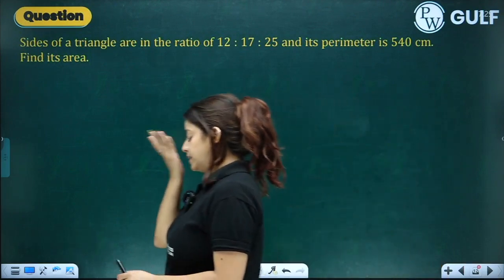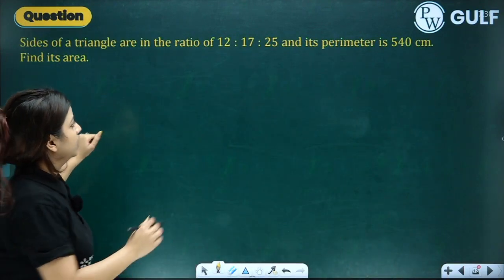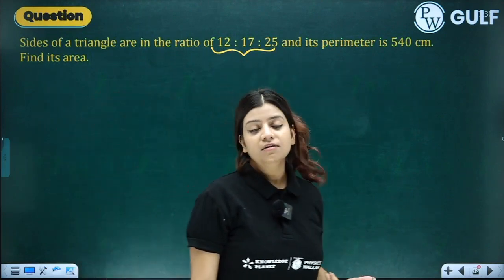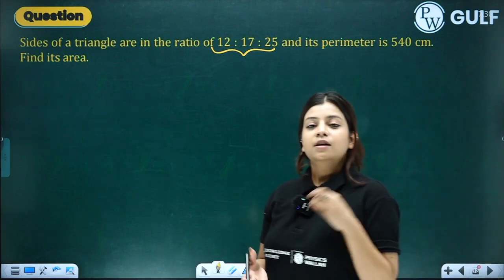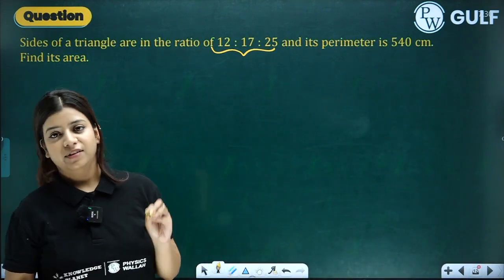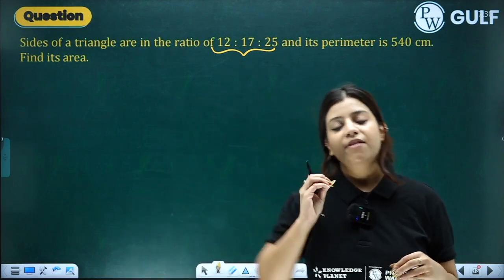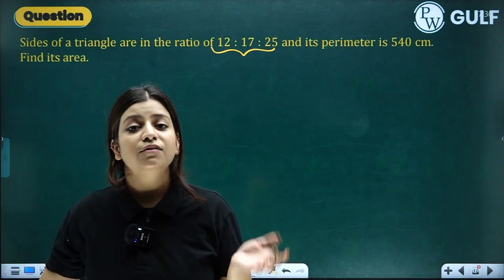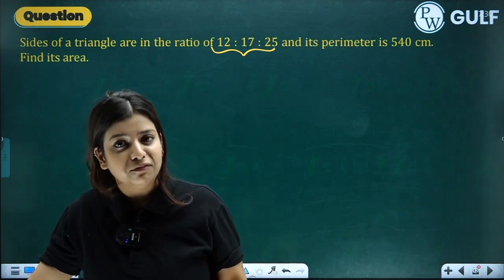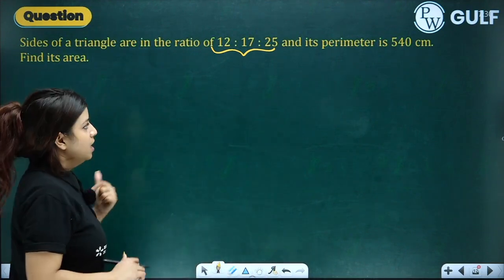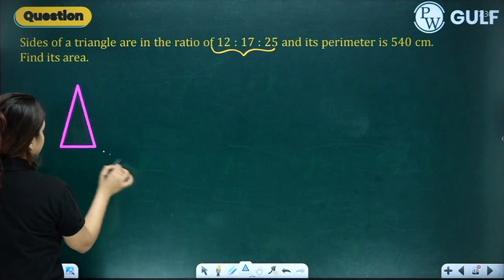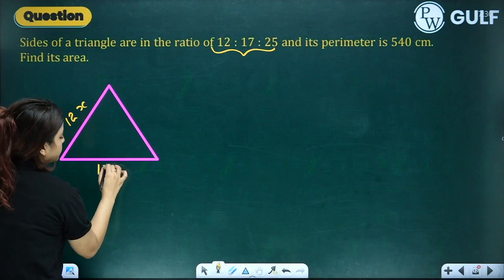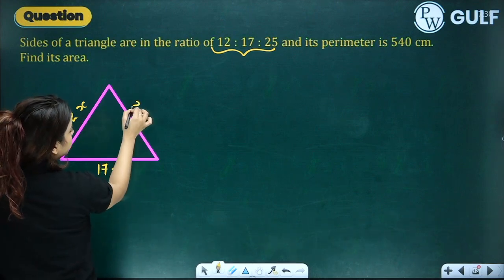Over here we have the sides of a triangle in the ratio 12:17:25, and the perimeter is already given to us, that is 540. So whenever we have this ratio part, you are aware that we always take the ratios as x, because we are not aware of the factor or number which has simplified this ratio into the simplest form. So first of all we have to take these sides as x. So over here this will be 12x, over here this will be 17x, and over here it will be 25x.